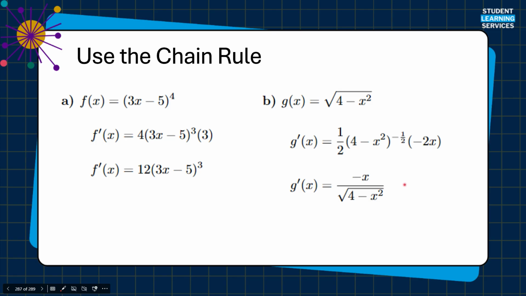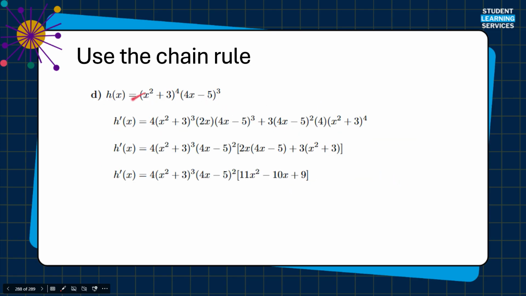Now, we have a more complicated example, h(x), which is this. Maybe stare at it first and then think about how to differentiate this. To do this, we will need the chain rule and the product rule, because this times this is actually the product of two functions. And then to differentiate each piece, we have to use the chain rule.